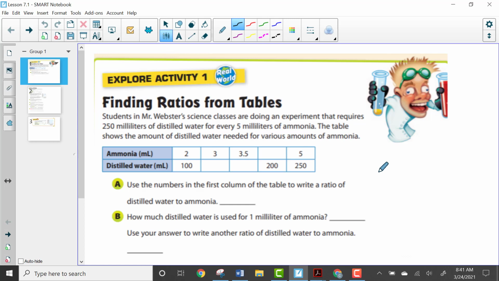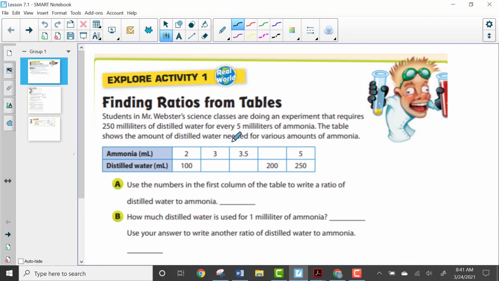So let's take a look at page 173 and the problem on that page. As you can see, that may look like somebody you know when they wake up in the morning. Hopefully it's not you, but we can see that students in Mr. Webster's science class are doing an experiment that requires 250 milliliters of distilled water for every 5 milliliters of ammonia. So we can see that's the ratio there, 250 to 5.